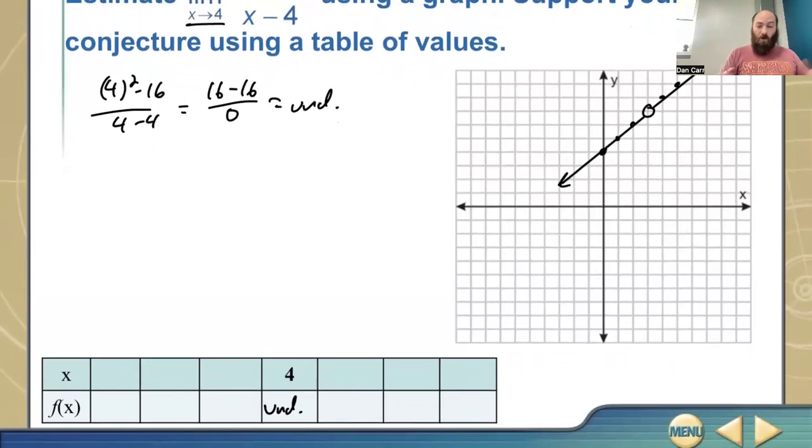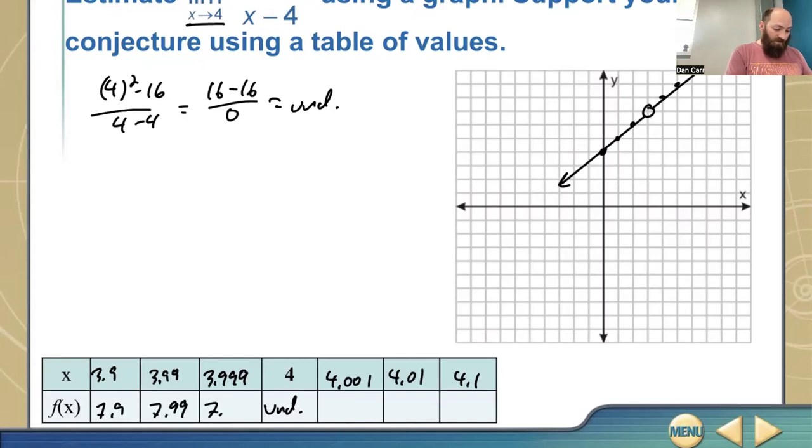So from the table, I'm going to write my numbers in here. From the low end, I'm at 3.9, 3.99, 3.999. From the upper end, I'll go 4.1, 4.01, and 4.001. Watch what happens with our numbers. This is going to come to 7.9, 7.99, 7.999. This one is 8.1, 8.01, 8.001.